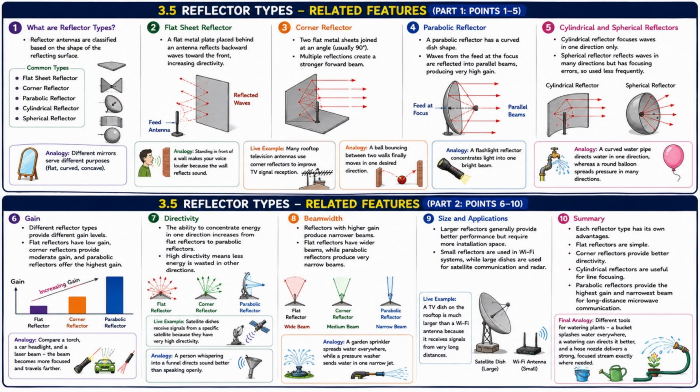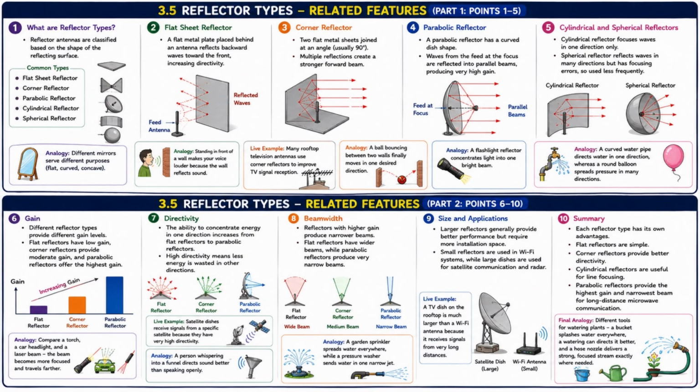First, how to make a corner reflector we will learn, then we will go for its uses. A corner reflector consists of two flat metal sheets joined at an angle, usually 90 degrees. What for? That 90 degrees joining angle we have to maintain. It will provide multiple reflections and creates a stronger forward beam than a single flat reflector, for that purpose only.